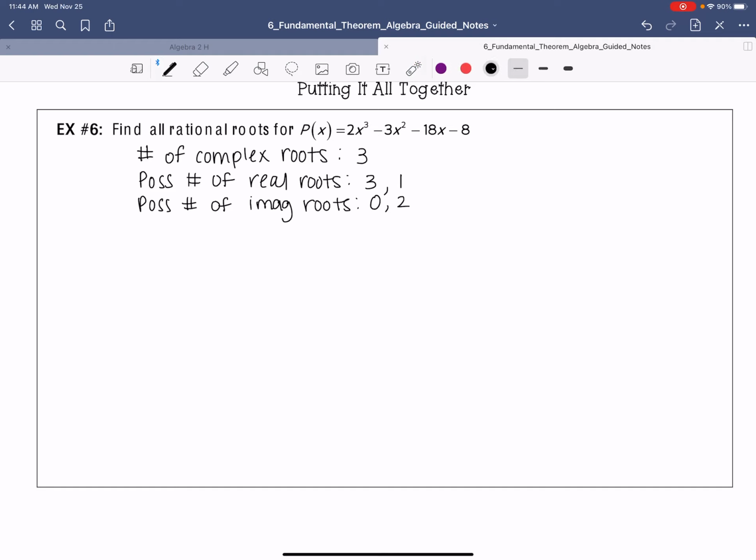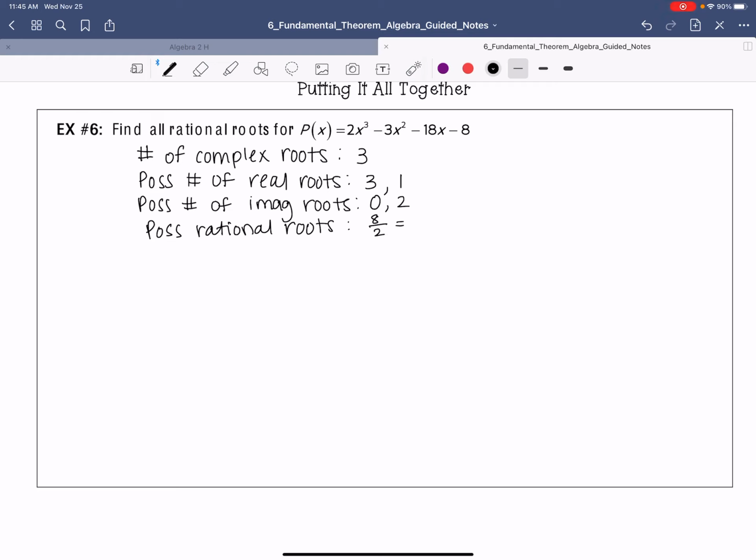Possible rational roots is our next one. So for those possible rational roots, that's our P over Q. So we're going to have 8 over 2. So let's list those out.